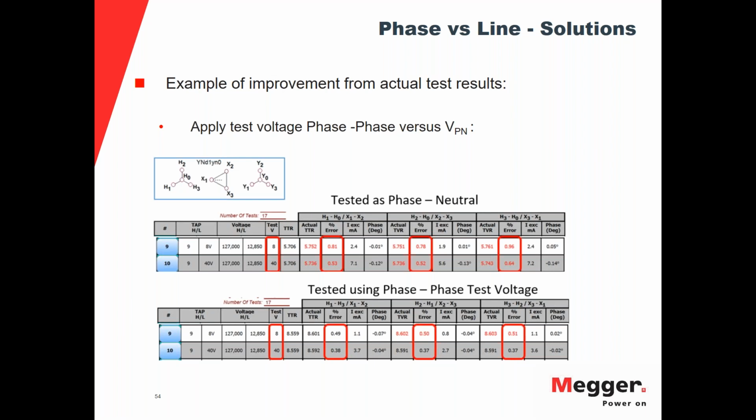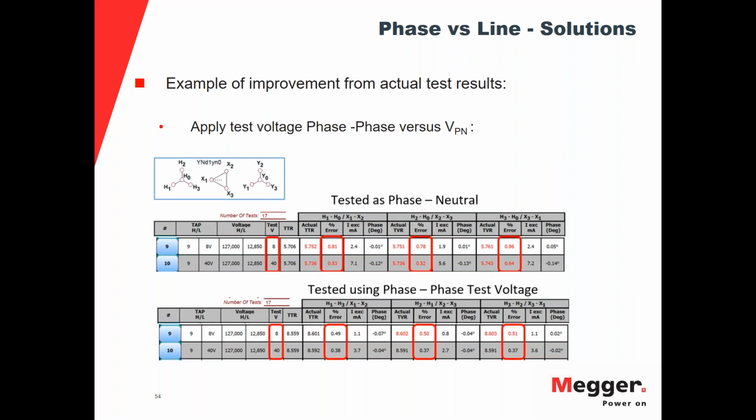phase to phase? So now you can see our connection is, instead of H1 to H0, we're doing H1 to H3 and X1 to X2. So we're doing phase versus phase to phase, or line to line versus the phase to neutral or phase to ground. And so again, we apply our 8 volts, and we are real close. We're at 0.49, 0.5. We're right on the line, very close.